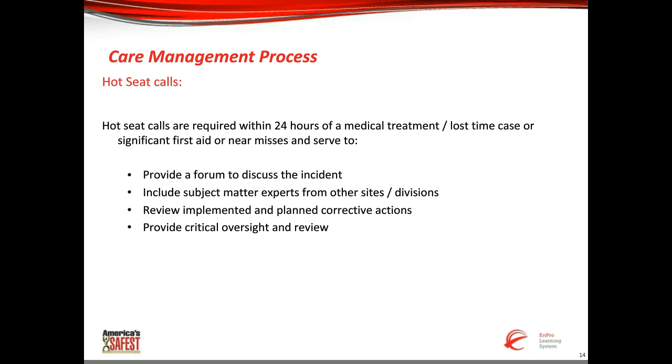Did you look at this? Did you think of that? We have a similar operation. This is what we've noticed or experienced, and this is how we've dealt with a similar issue. But the purpose of that call and those resources on that phone call are to really challenge the site and make sure that we haven't just settled on the easy answer, that unsafe behavior.